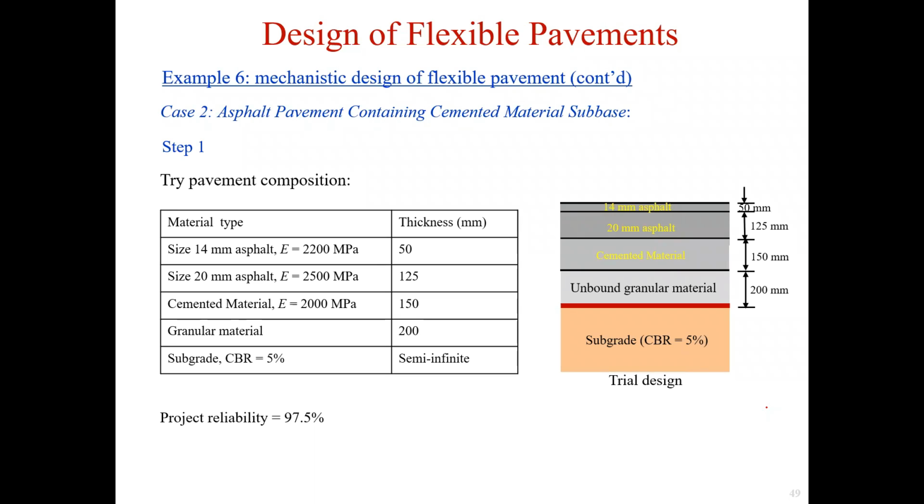The cemented materials has E equals to 2,000 megapascal with thickness of 150 millimeter. Below it is the granular material layer with thickness of 200 millimeter. The subgrade is semi-infinite with CBR of 5%. The project reliability is set as 79.5%. This is a trial design, and we need to check if it is acceptable.